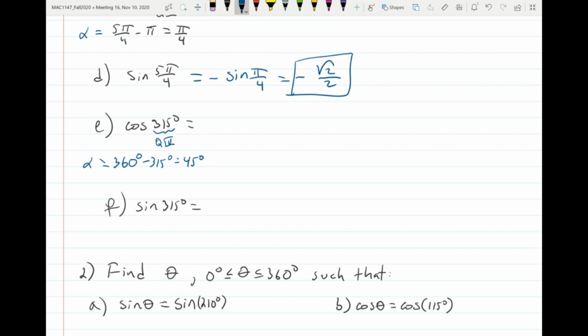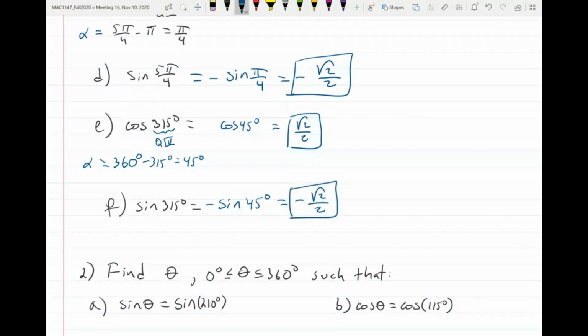So cosine of 315 is going to be the same as, so remember, we have plus or minus cosine of 45. Which one do we pick, the positive or the negative? We pick the positive because we are in quadrant 4 and cosine is positive in quadrant 4. So this is square root of 2 over 2. Good. Now that we did this, then we can figure out the other one very easily. In quadrant 4, the sine is negative. So this is minus sine of 45. So this would be minus square root of 2 over 2. Questions?